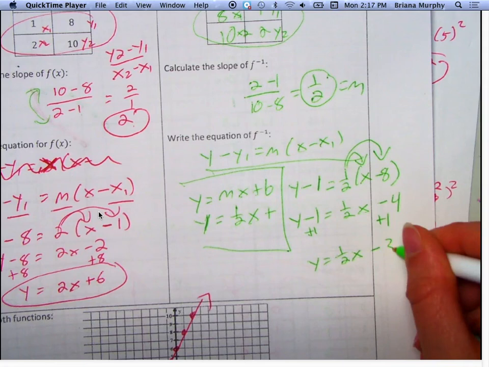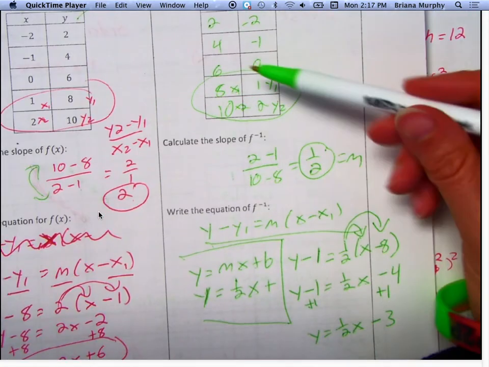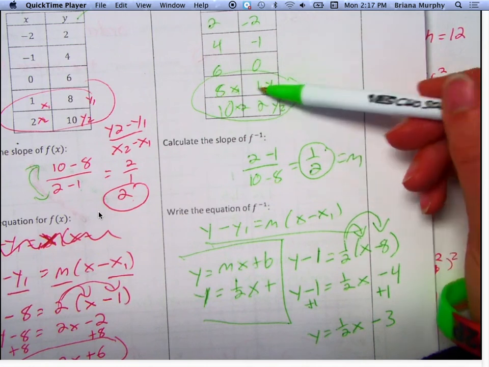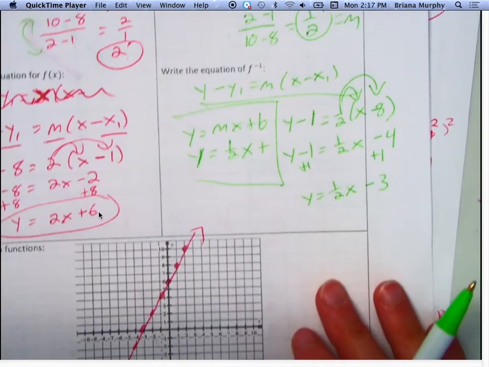Why is it 8? Right here, I labeled them y1 and x1. Oh, yeah. You could use any point on the graph, though, actually. You get the same answer.